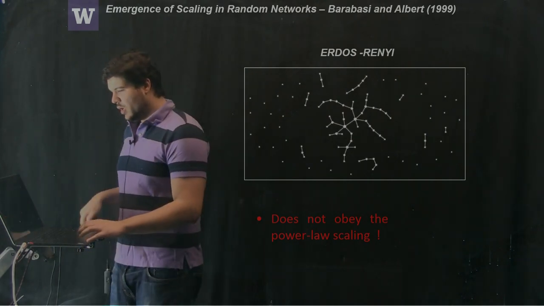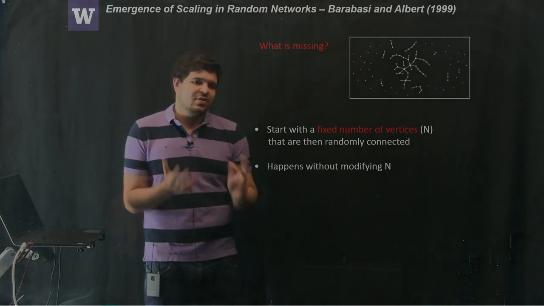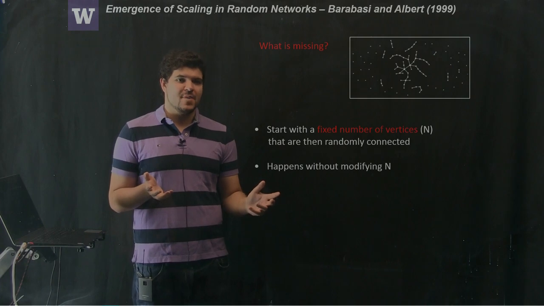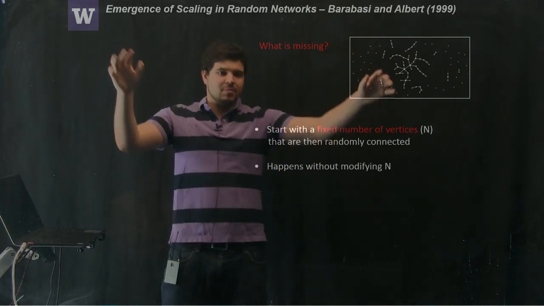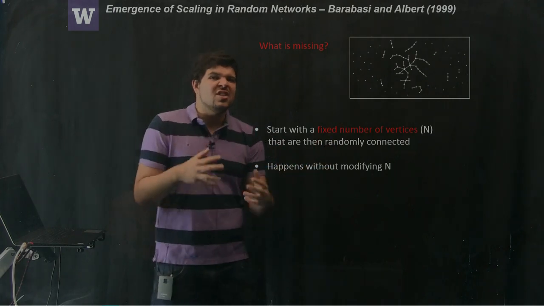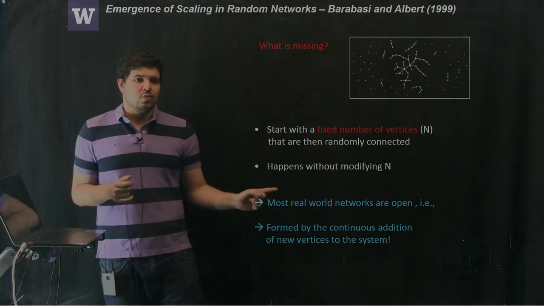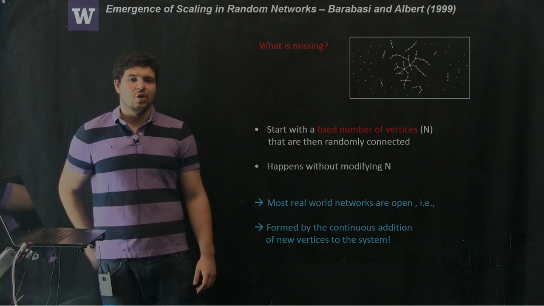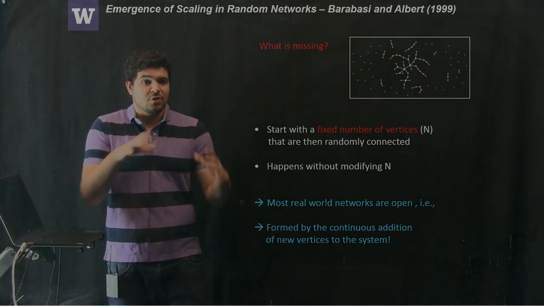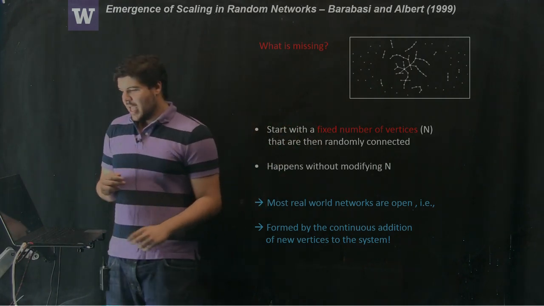Okay, so the question: what is missing here? Well, you start with a fixed number of vertices that are then randomly connected, and you do that without modifying n. If you want a bigger network, you just pick a set with more dots and do it again, right? So you don't iteratively or continuously increase the size of the network. And that's actually one of the problems, because most real-world networks are open. So what does that mean? They're formed by the continuous addition of new vertices to the system. It starts small, and then people start linking these new vertices to the structure that was there before. So that's an important ingredient.